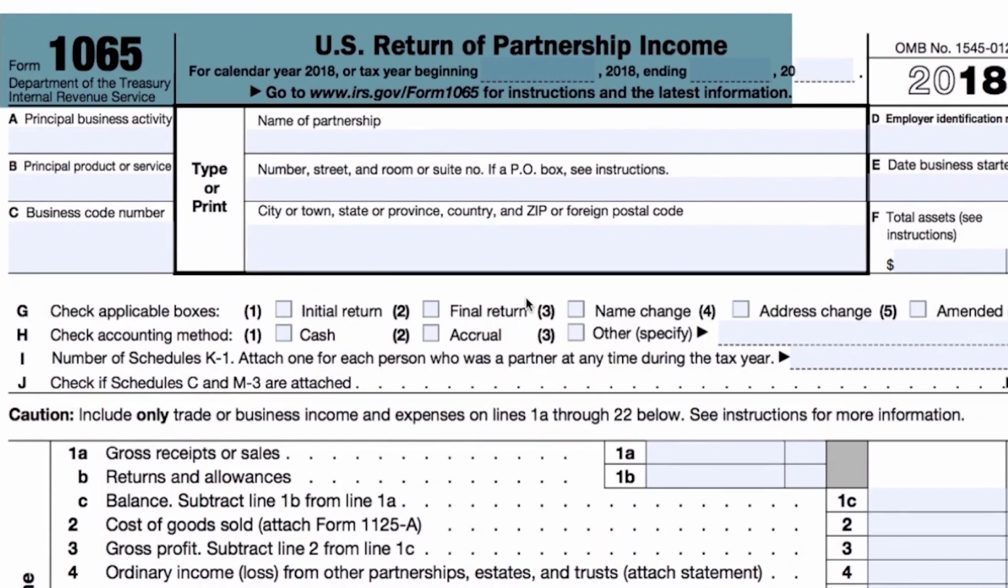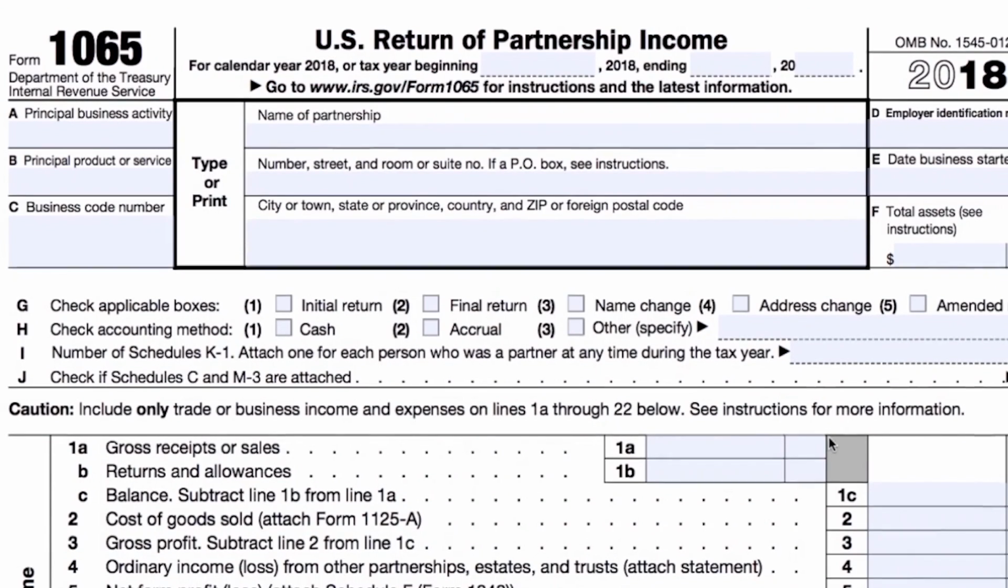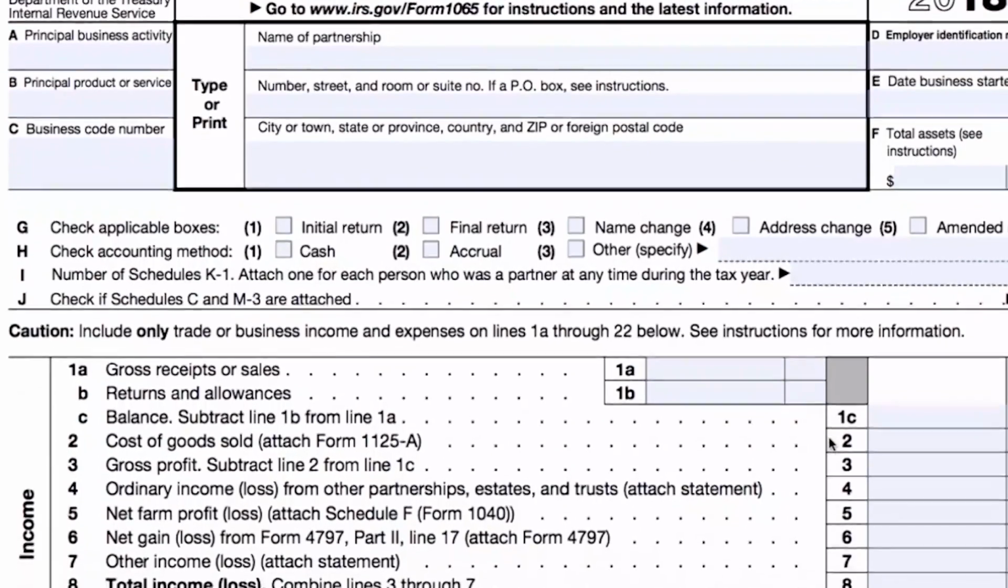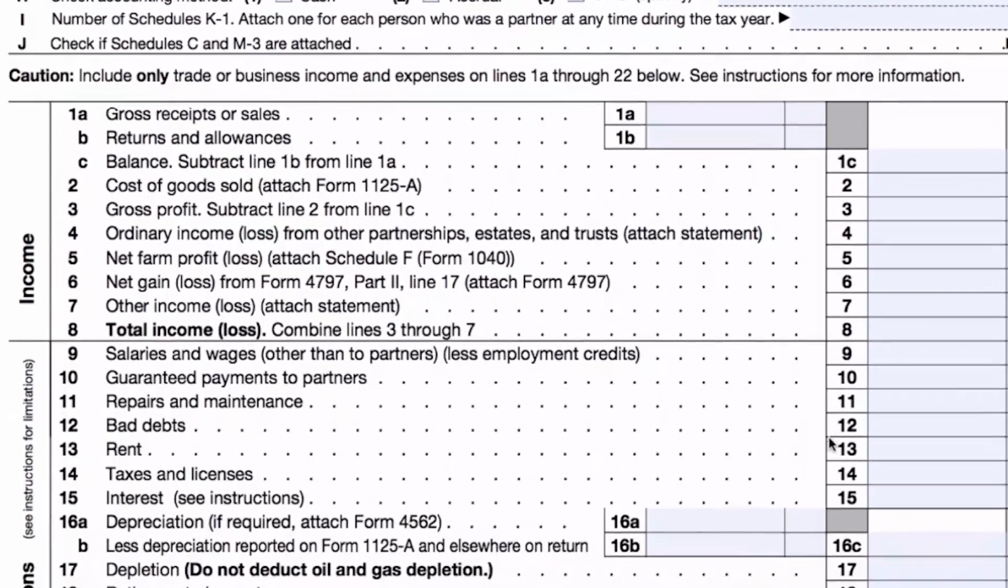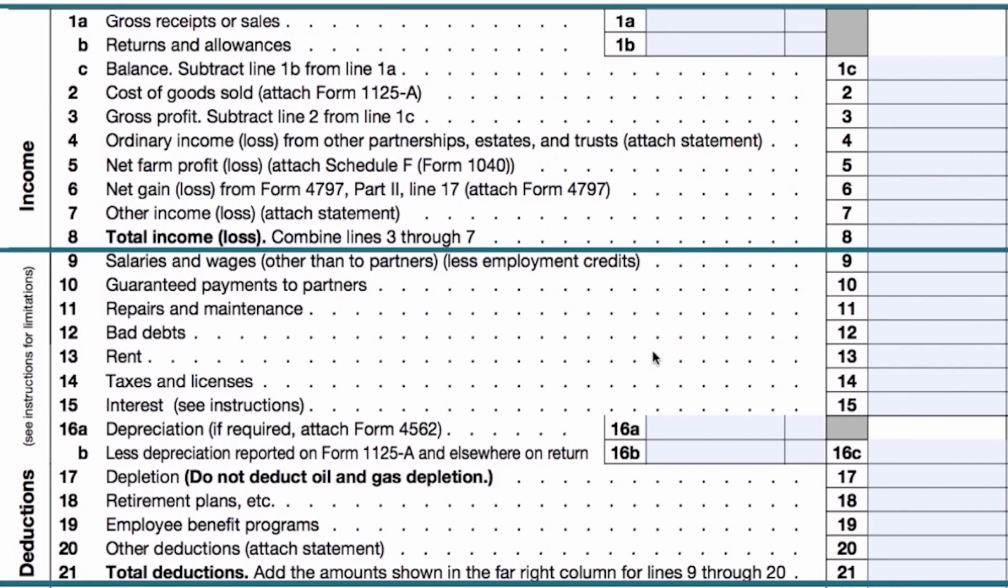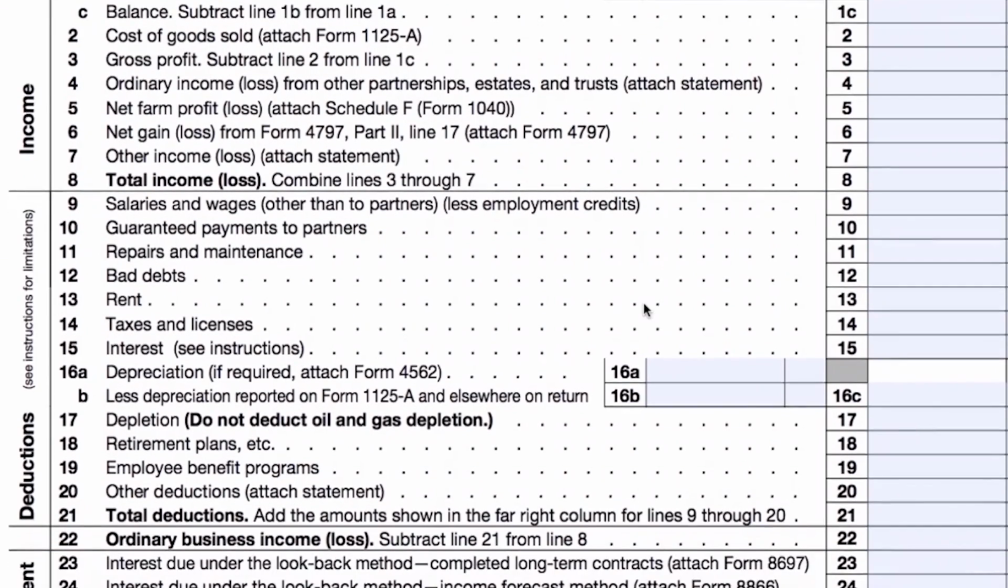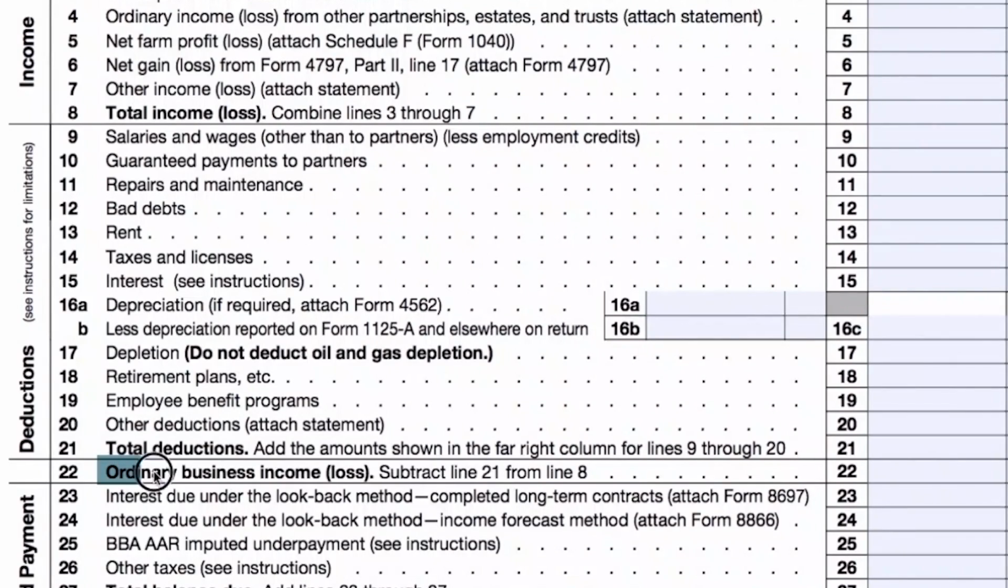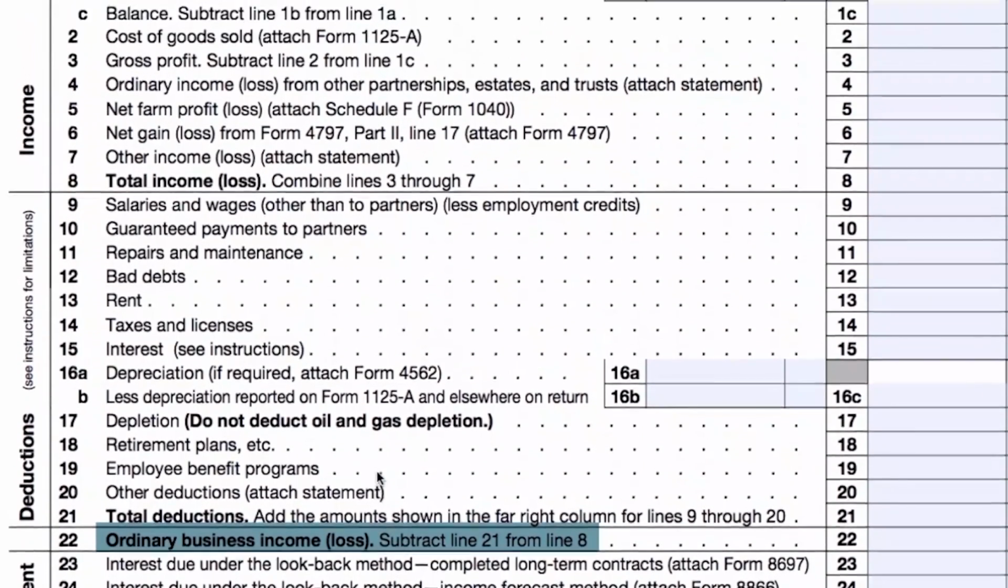Form 1065, U.S. Return of Partnership Income. So this page 1 reports what the business actually does. This is going to be the ordinary business net income or loss. The income is reported on top and the expenses reported on the bottom. That gets us down to this ordinary income or loss line 22.